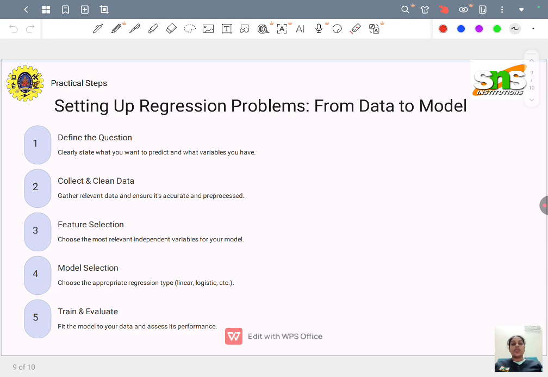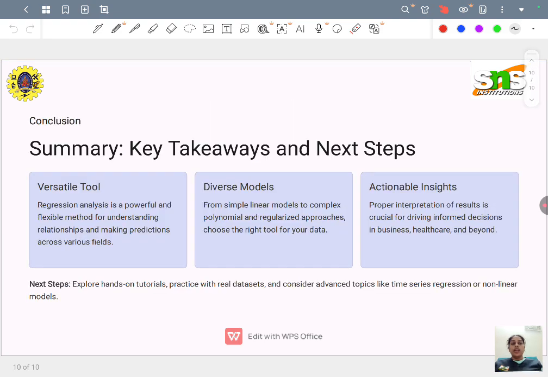And fourth one is choose the right regression model. Model selection is the most important process. Choose the appropriate regression type, whether it may be linear or logistic, etc. And fifth one is train it on your data and evaluate how well it performs. Okay, fit the model to your data and assess its performance. Okay, this process ensures your analysis is structured and meaningful.